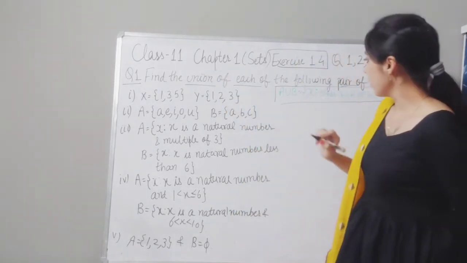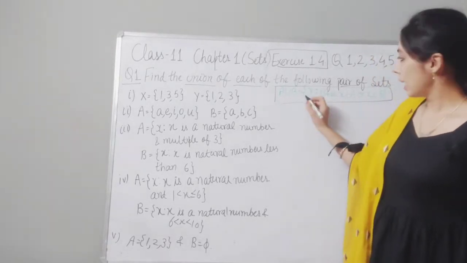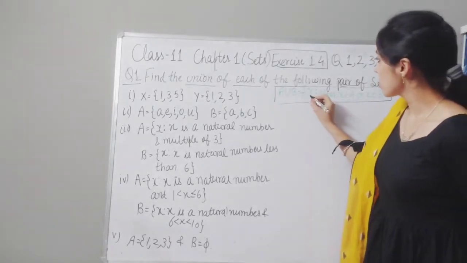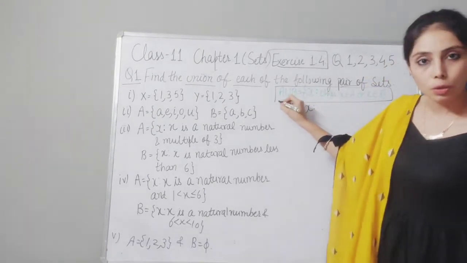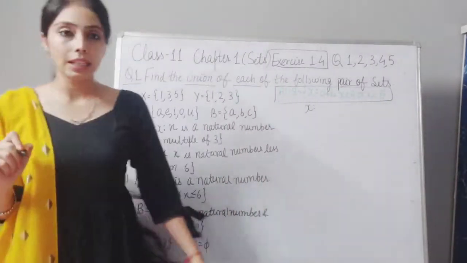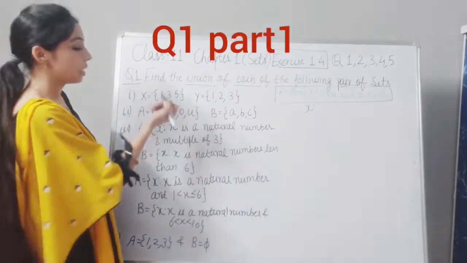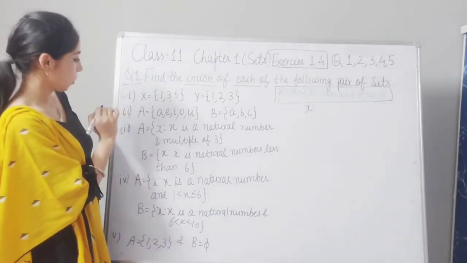I have read the definition: A union B. What is A union B? This contains those elements which are in A also and B also. By following this definition we will solve these questions. So let's take the first question.